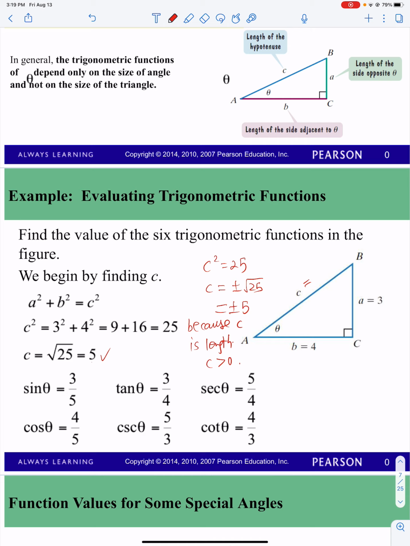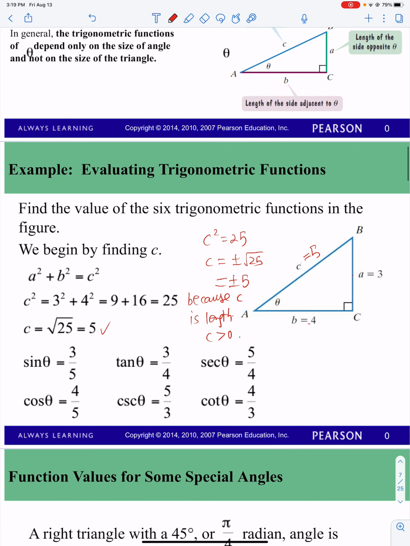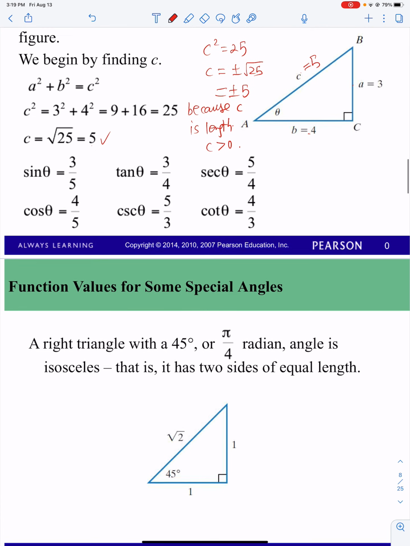Okay, so then use the definition. Opposite over hypotenuse is sine. Cosine is what? Adjacent over hypotenuse. Tangent is what, this, and all these things. Okay, you can practice. Pretty straightforward. That's what you need to remember.